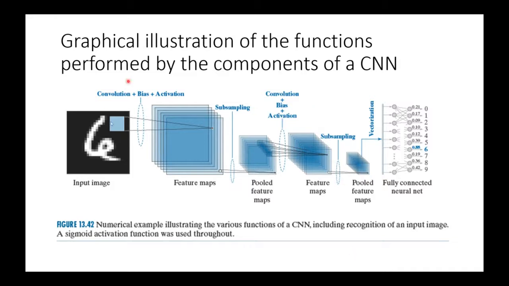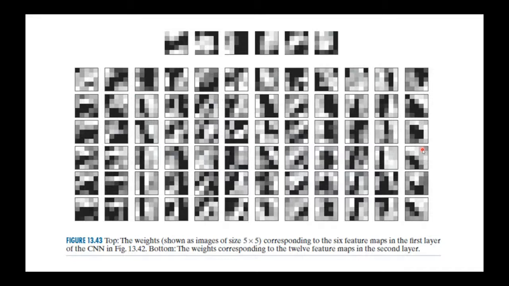Well, that's just an example of the whole architecture applied to this image. And at the end is the same thing that we've seen in the fully connected neural network. We're going to classify this as the number 6 because number 6 received the highest value. The neuron representing number 6 received the highest value.